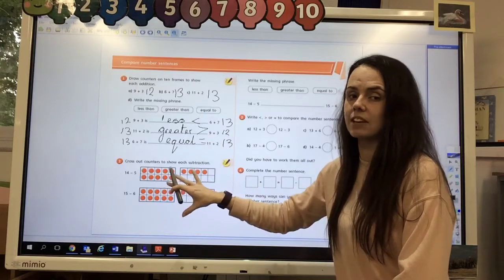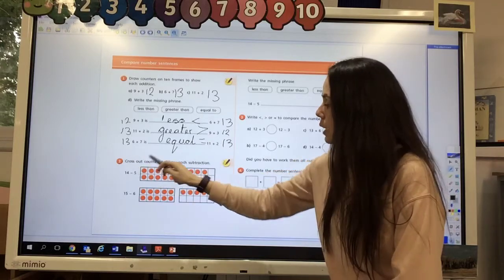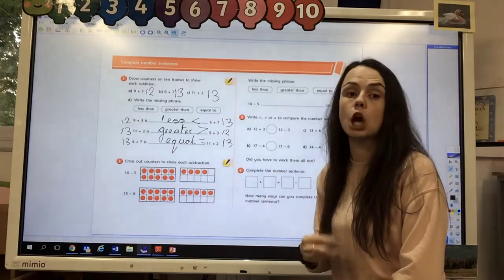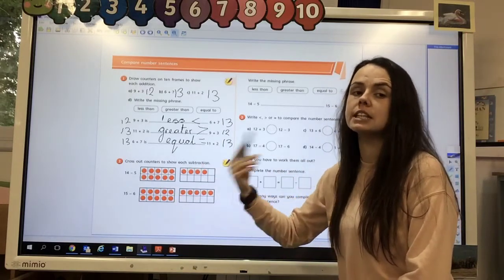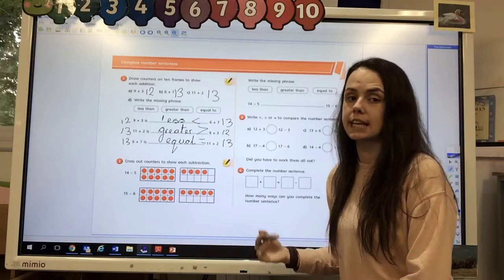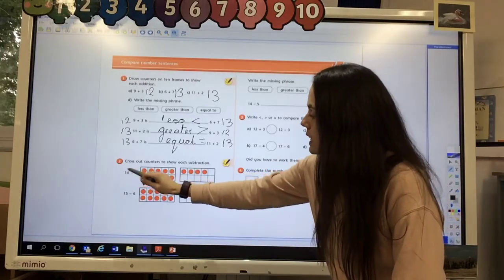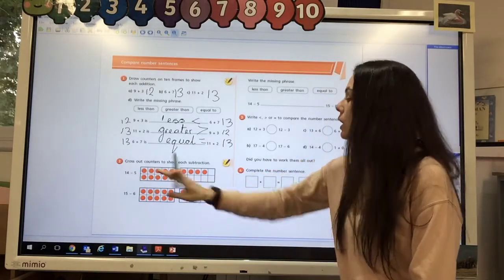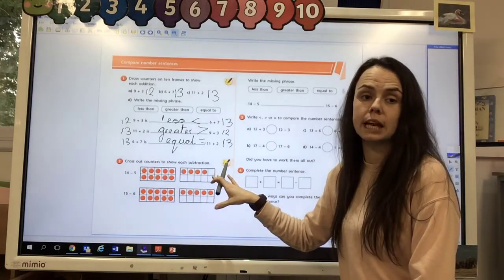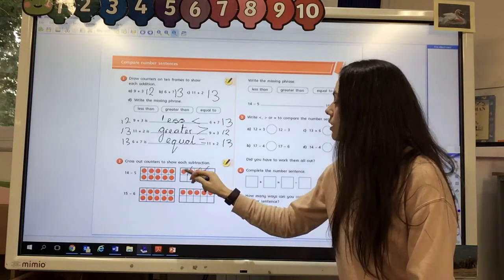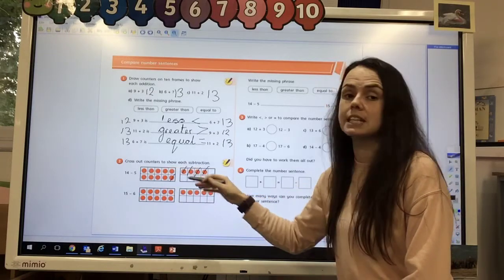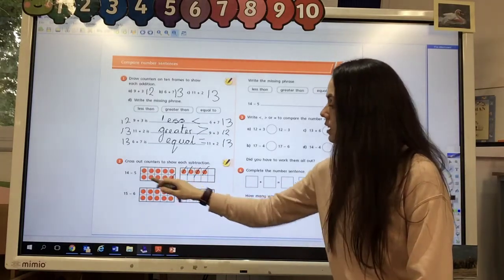Fantastic. Let's have a look down here. Cross out counters to show each subtraction. So remember, we are going backwards. If we're subtracting, our number's getting smaller, we are taking away. So 14 take away 5. So here, they've already drawn 14 counters for us. We've just got to cross out 5. 1, 2, 3, 4, 5. 14 take 5 is how many? 9.